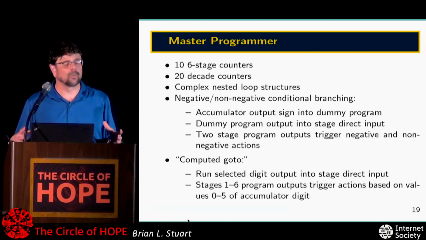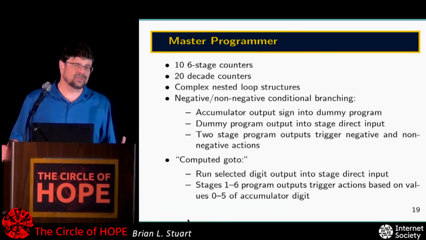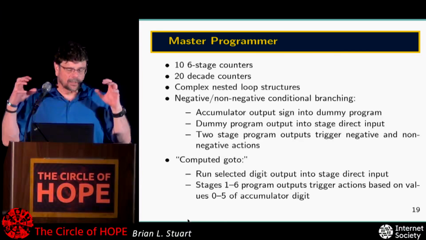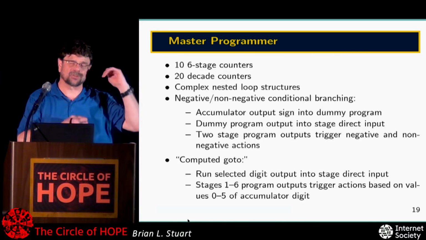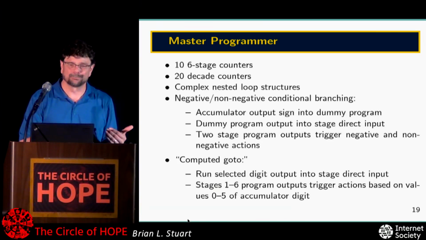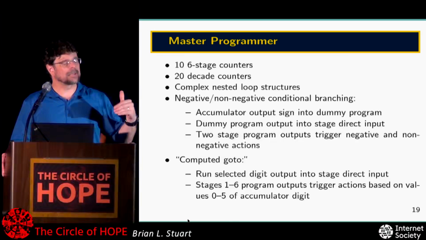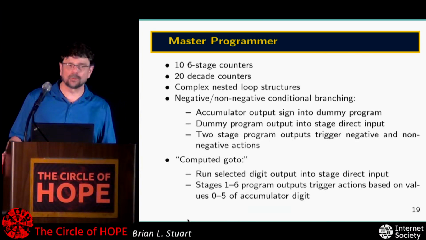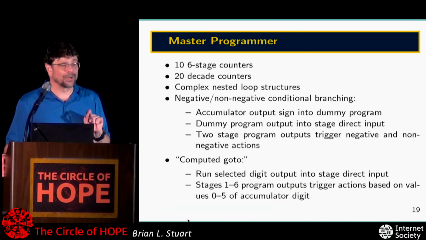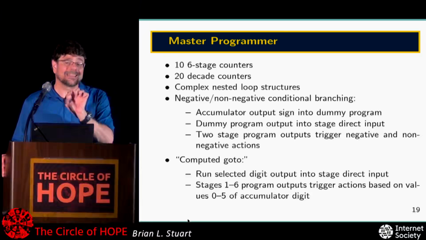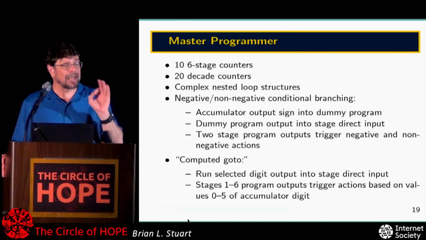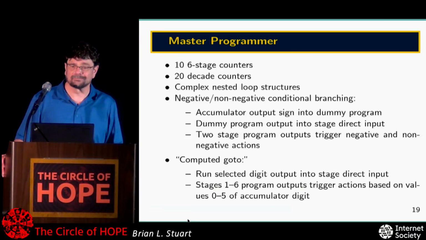Essentially, what you had was a set of 10 structures, each of which had 6 stages. And each of those 6 stages could be a loop. So you could actually have fairly complex nested loop structures if you wanted. To make it even more interesting, you could feed data into the master programmer, and as a result, actually have it make a logical decision.